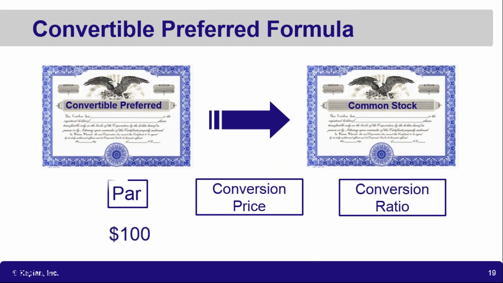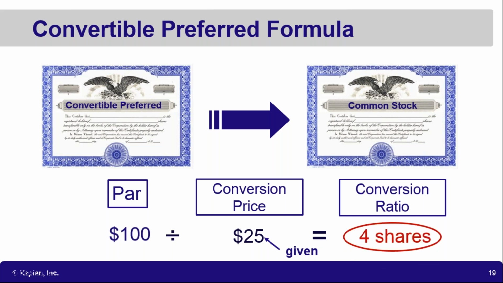So we take the $100 par value, divide by the conversion price. They'll give you that conversion price. Let's say that's $25 a share for the common stock. You divide that into the $100, and in this case, you'll get 4 shares of common stock. Now, they usually don't say conversion ratio like 4 to 1, with a colon. They usually just ask you, how many shares of common stock could you convert into?